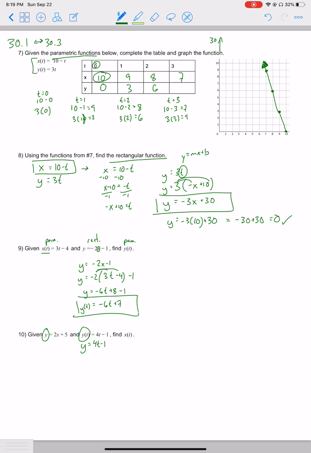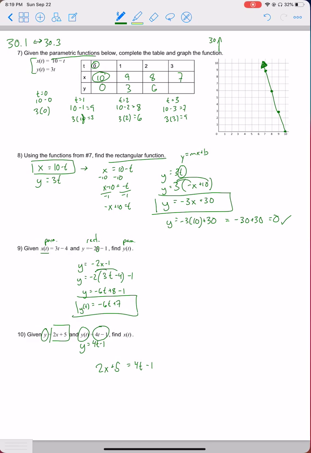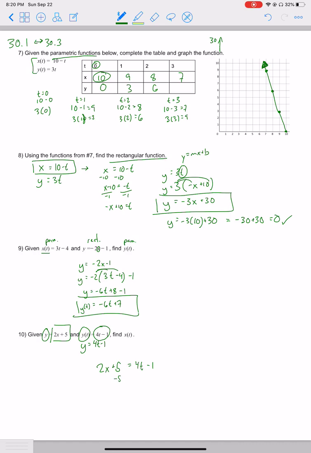So what we can do here is set our two y's equal to each other. So our first y is 2x plus 5, and we can set that equal to our second y, which is 4t minus 1. Then we want to get x by itself on the left, so we can start moving stuff over to the right. So we get 2x is equal to 4t minus 6, divide everything by 2, so we get x is equal to 4t divided by 2, which is 2t, negative 6 divided by 2, which is negative 3. So again, that's x, but we can rewrite it into function notation: x of t is our answer.